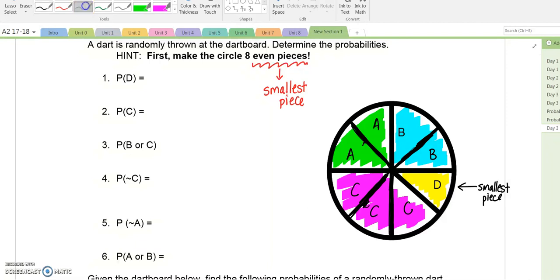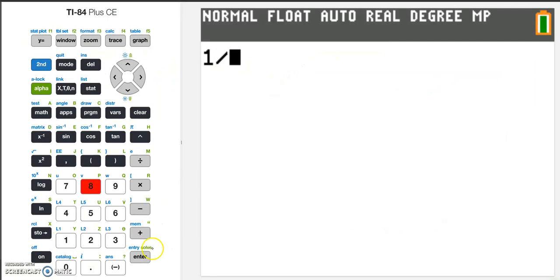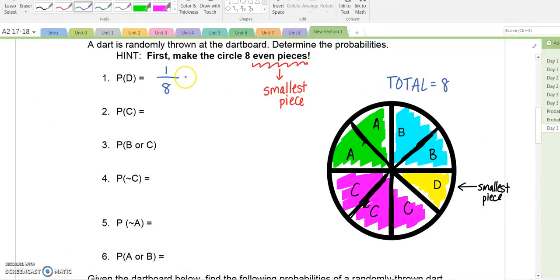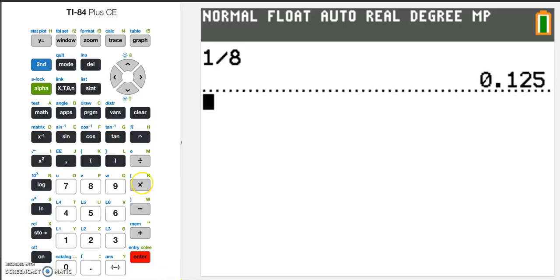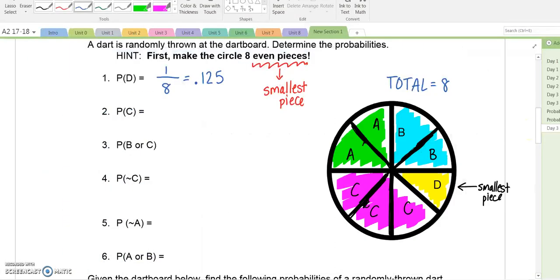So for example, probability of D, I'm going to count up how many pieces of D there are, which is just 1. And I'm going to divide it by the total number of pieces that I have. Here there are 1, 2, 3, 4, 5, 6, 7, 8 in total. So my probability would be 1 out of 8. If the problem asks for a decimal, then I would take out my calculator and divide 1 by 8, which is 0.125. And if the problem asks for a percentage, I would take that decimal and multiply it by 100, which would be 12.5%.